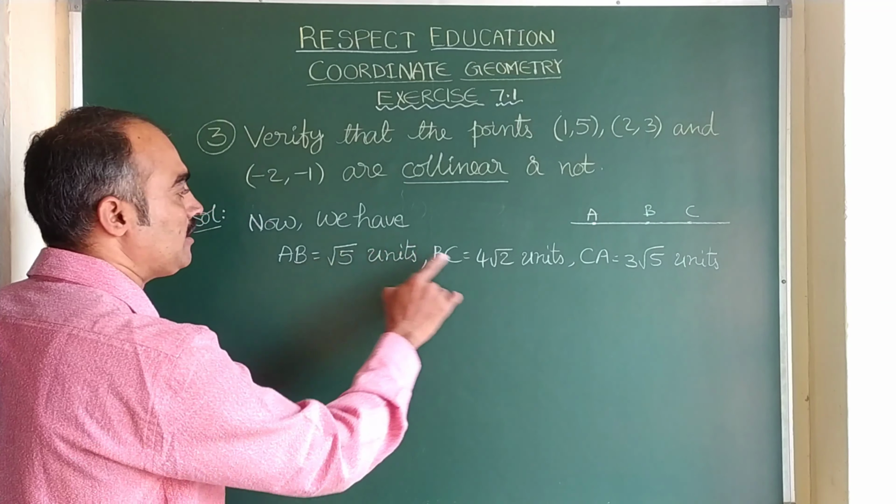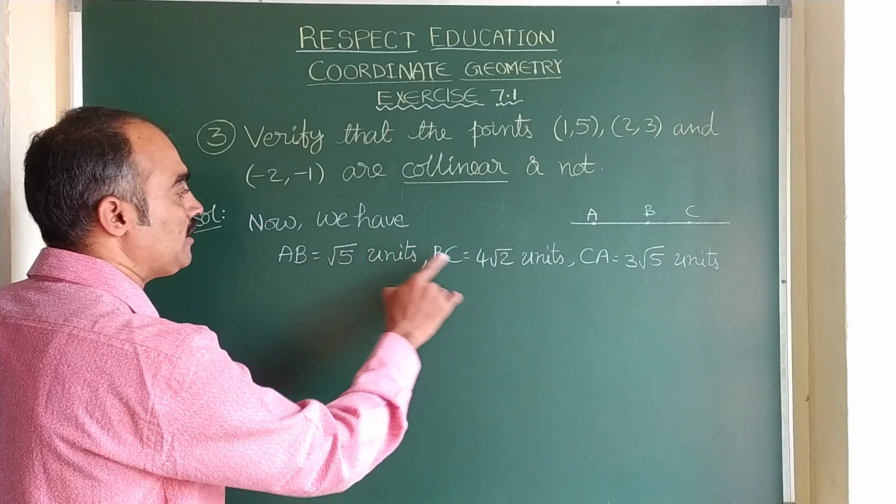If I add AB plus BC, I will get root 5 plus 4 root 2, right? This value cannot be equal to CA, that is, cannot be equal to 3 root 5. So AB plus BC is never CA. AB plus BC is not equal to CA. Right. Let us check the other option.